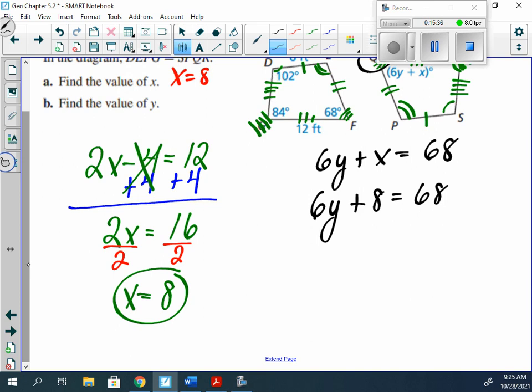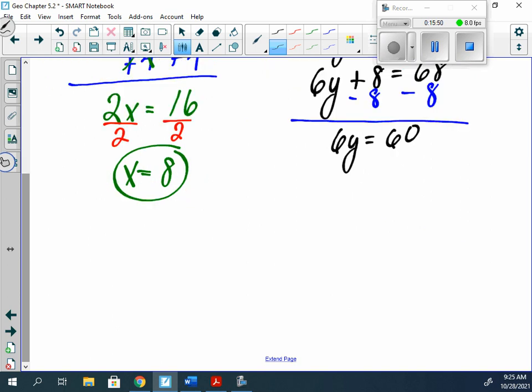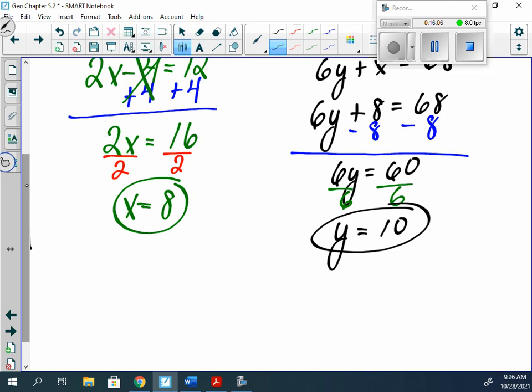Now we just need to find the value of y. Well, what can we do first? Subtract 8 from both sides, which tells us that 6y is equal to 60. Last but not least, we would divide, and that's it.